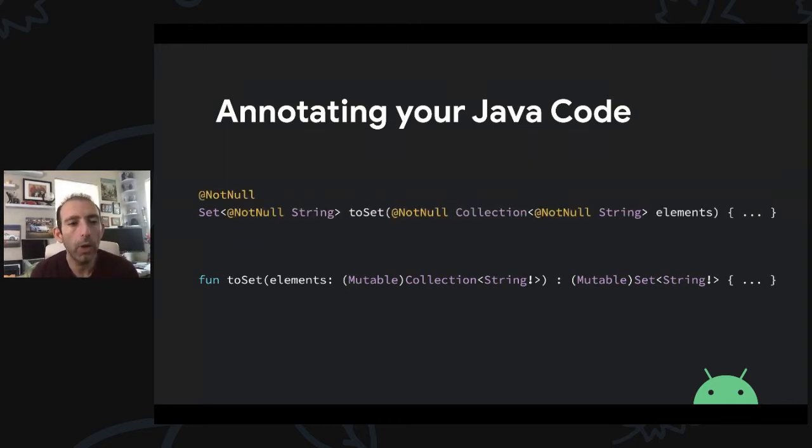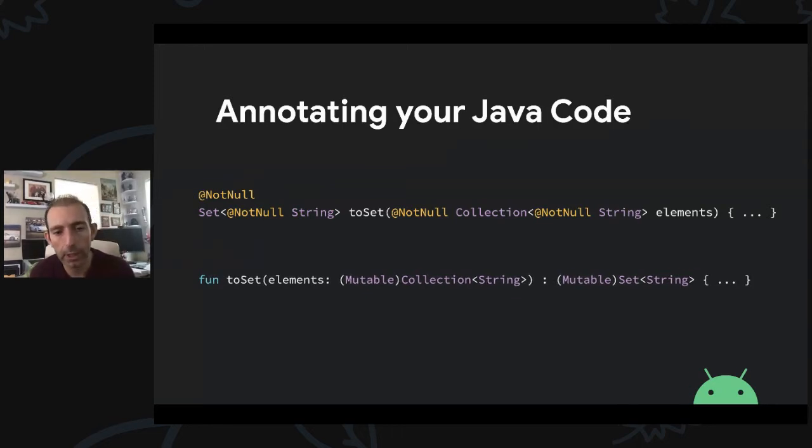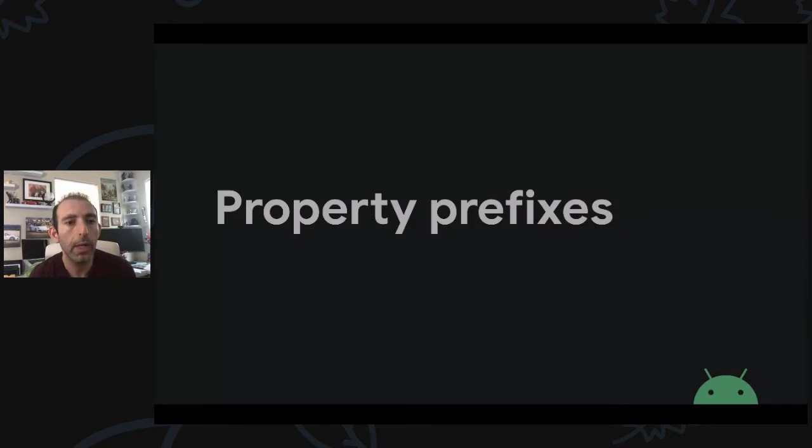However, if we go ahead and add our annotations to our Java code, then the Kotlin call gets much nicer. You don't need the exclamation marks, and you can just call the API right away, because now we are basically telling Kotlin, okay, we are handling this, and the input will not be null, and the output, which I'll be returning to you, will not be null.